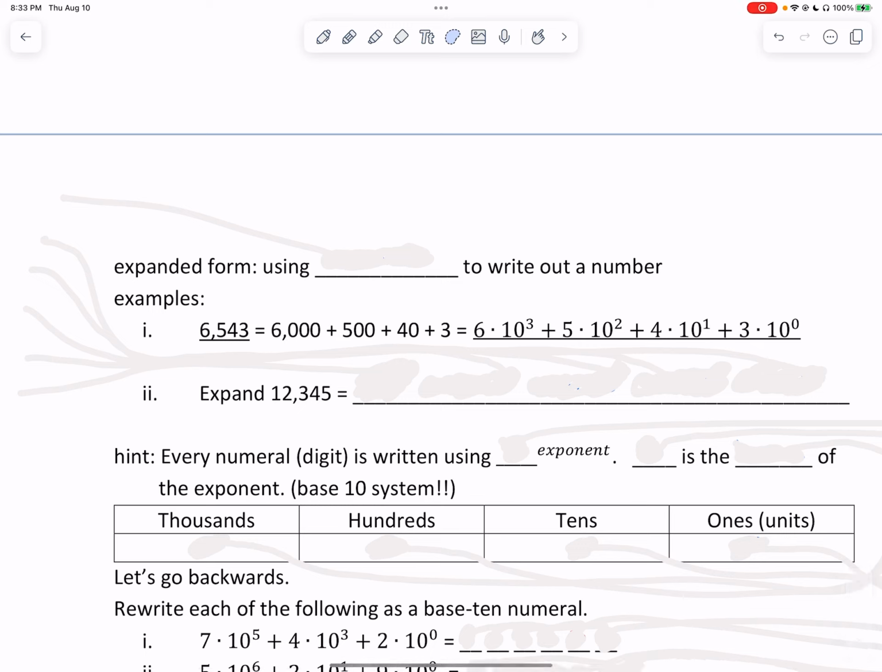Okay, so we're going to talk about expanded form. So expanded form is when you are going to use exponents to write out your number. That first example right there, for those of you in the lower grades, you may start off by having them write that down. So the 6 is in the thousands place, so it's 6,000. And the 5 is in the hundreds place, so it is 500. The 4 is in the tens place, so it's 40. And then the 3 is in the ones, so it's just 3.